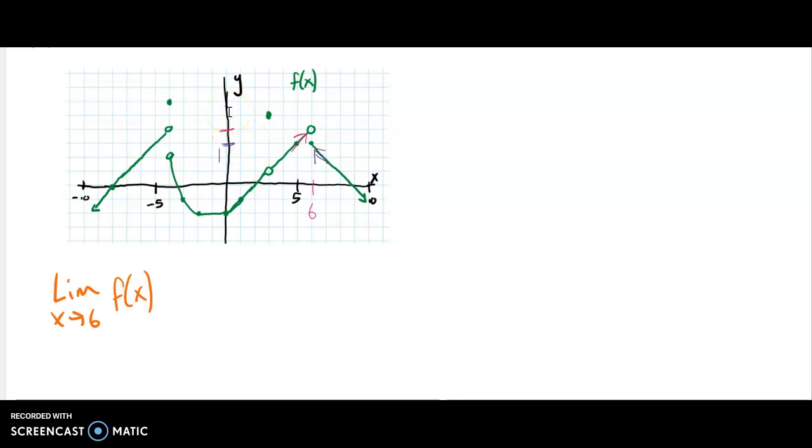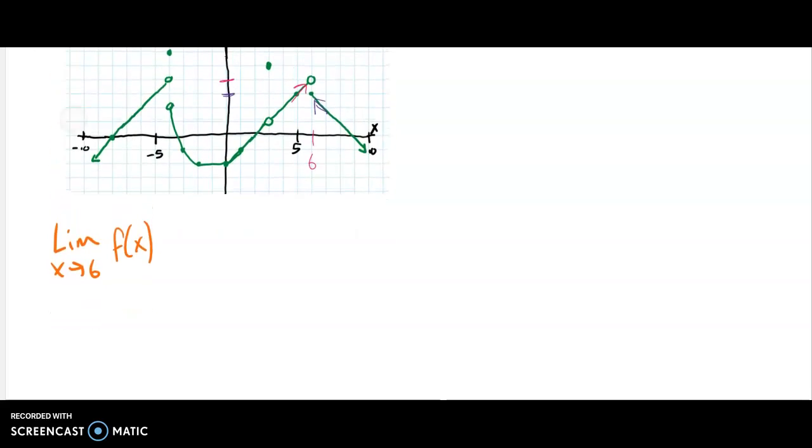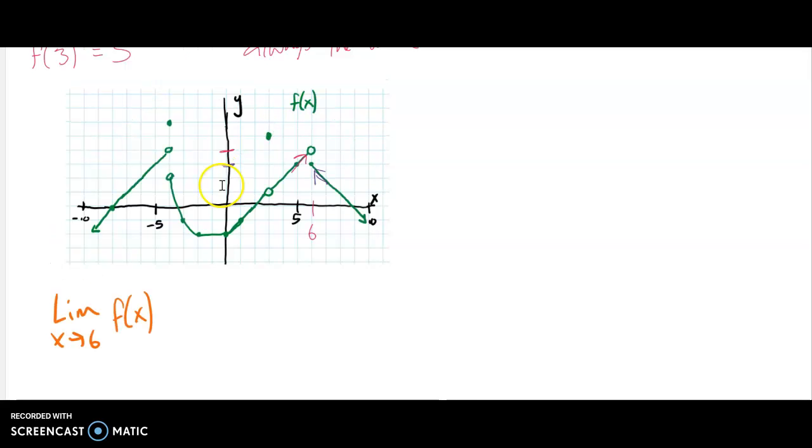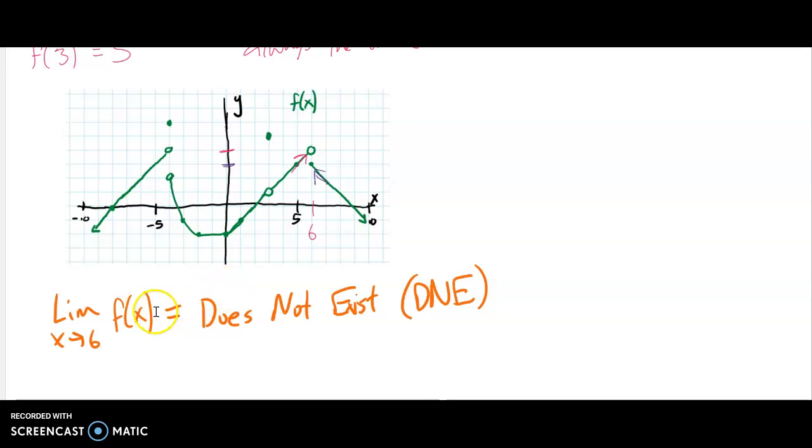And since I have two answers, what we say is that the limit as x goes to 6 of this thing does not exist. Oftentimes we abbreviate that as DNE. So why does it not exist? Because there are two conflicting values.